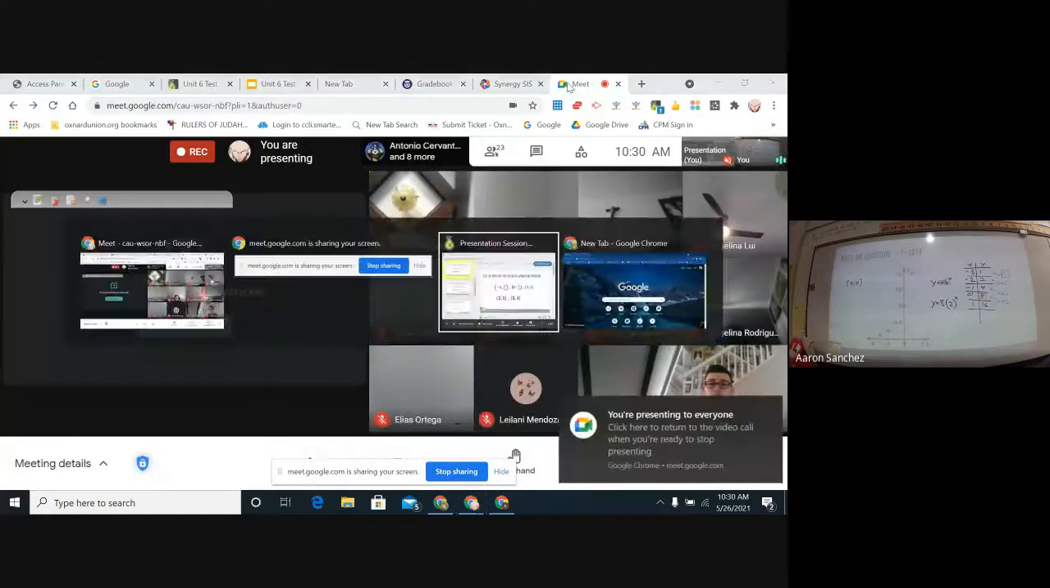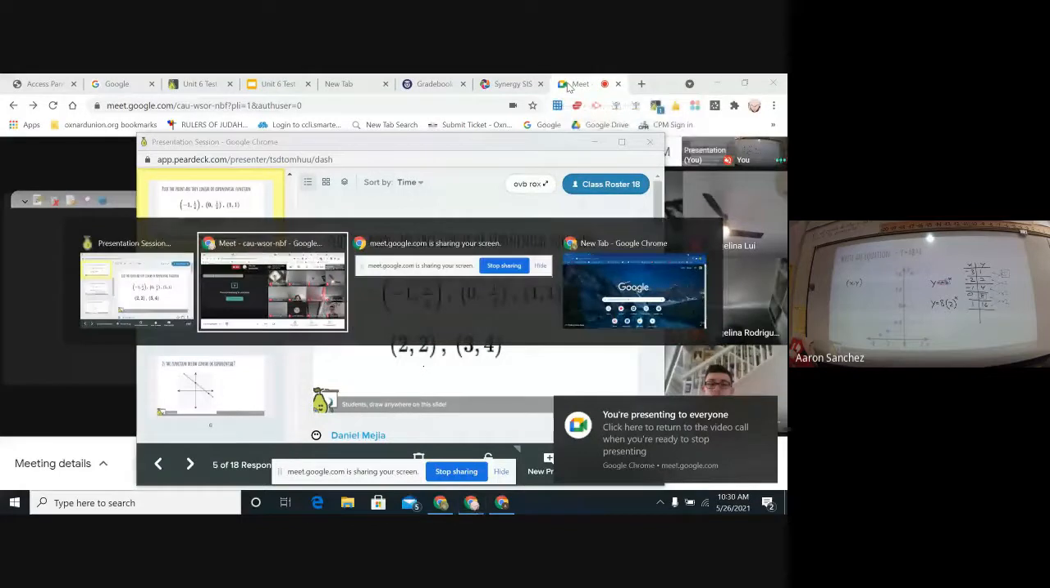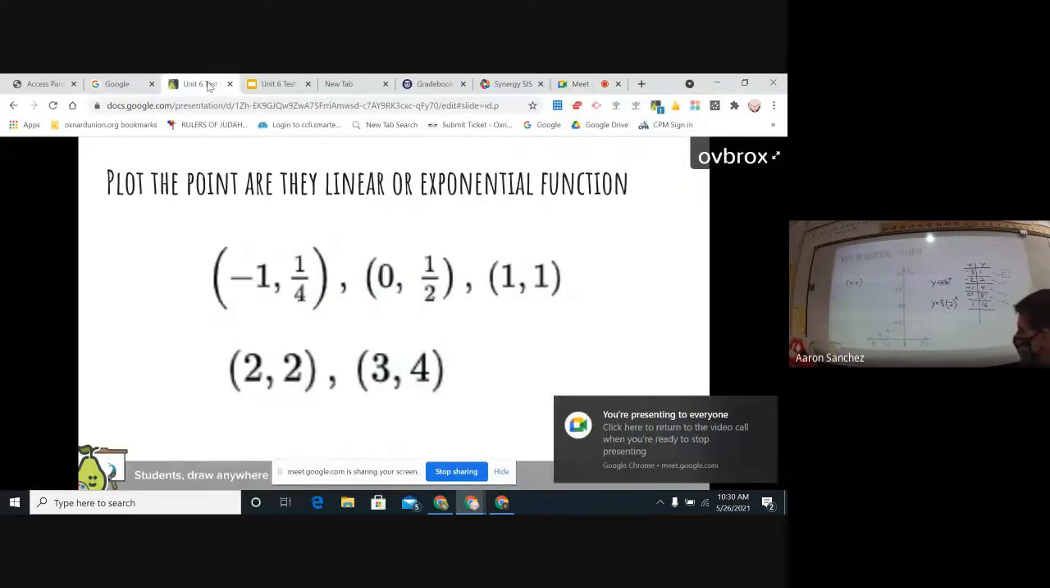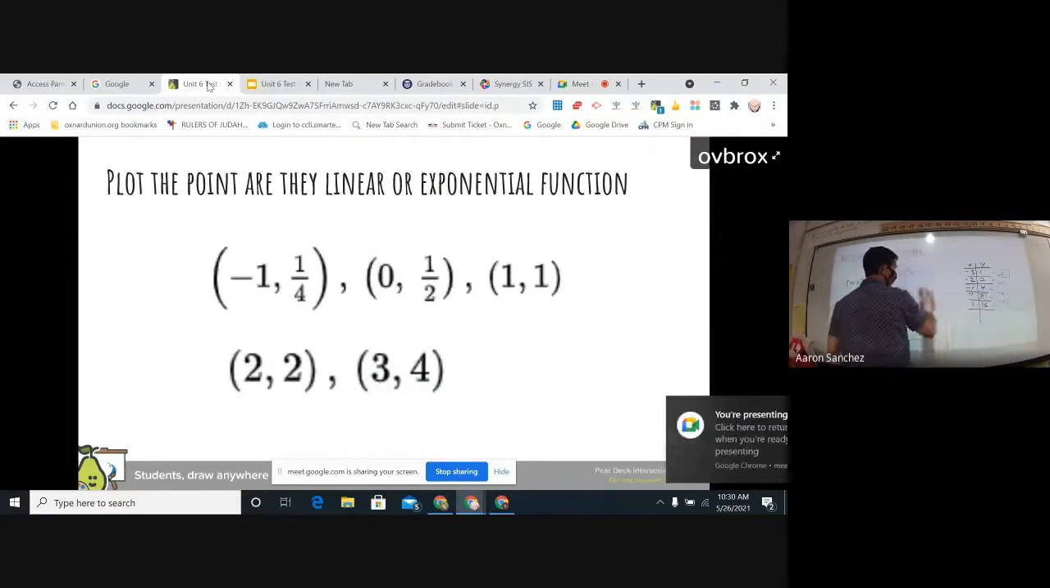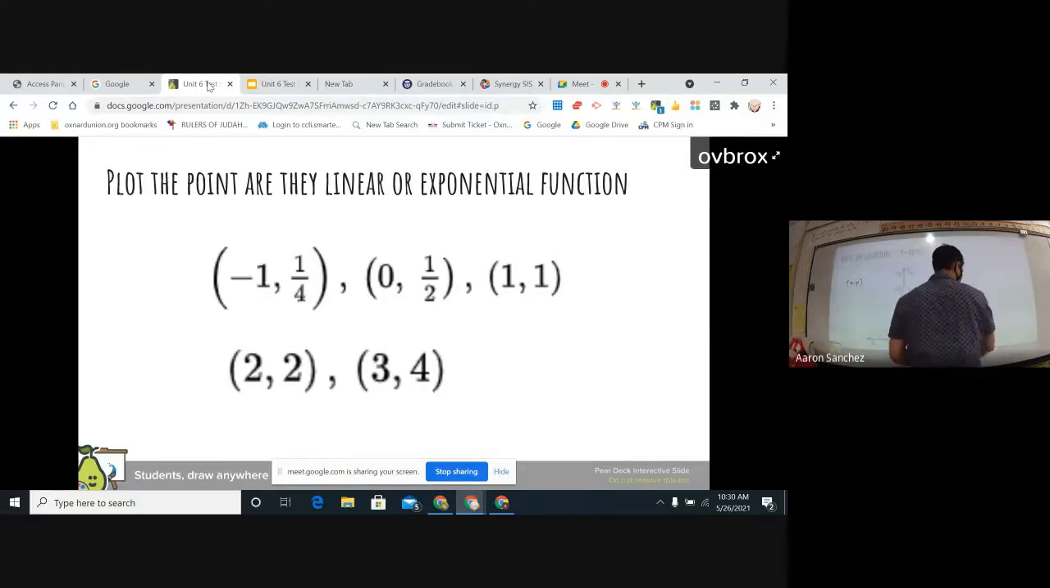Let me look at the points here, actually. Let me write the points out. I'm going to erase this. So I'm going to draw the chart first. Okay, so you guys make this as the chart. Negative 1, 1 fourth. And then 0, 1/2. Now remember, if I multiply the y's, then it's exponential. If I add the y's, it's linear. Remember last time we multiplied, it's times 2, right? That was exponential. 1, 1. And 2, 2. And 3, 4. I'm just going to make the chart.